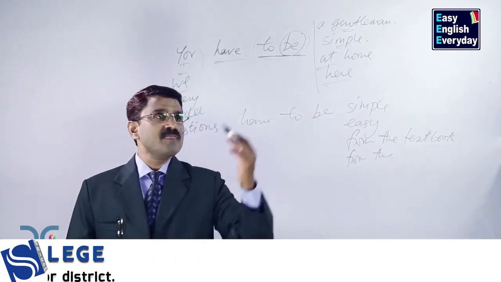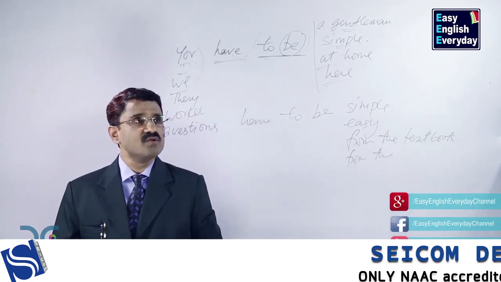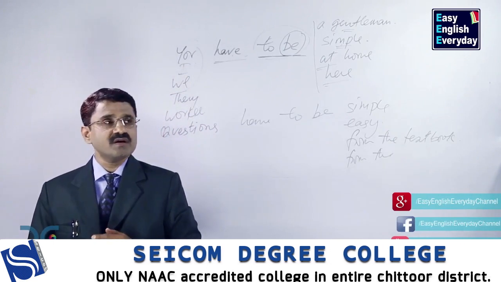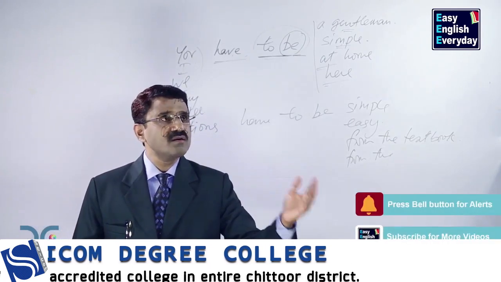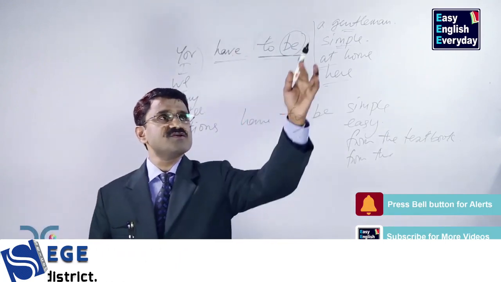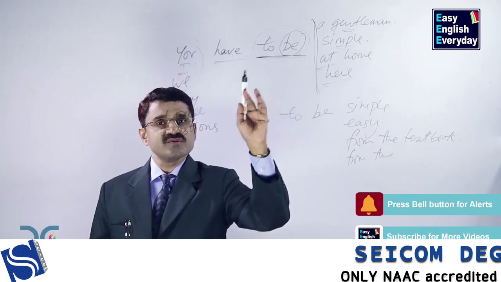You have to be at home. You have to be in the library. You have to be in the school. You have to be in the playground. You have to be with your parents. You have to be on second floor. You have to be on the ground floor. Like this you can make sentences. So not only to base, you can also use to be.